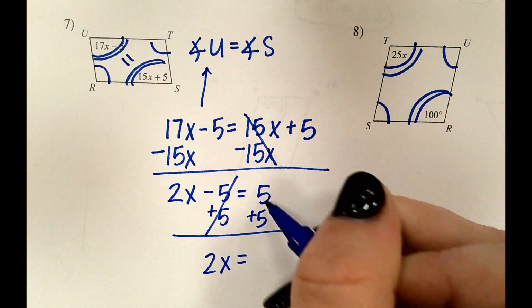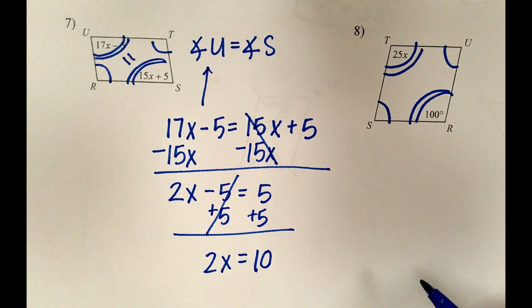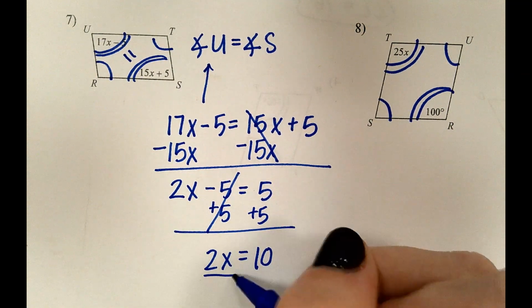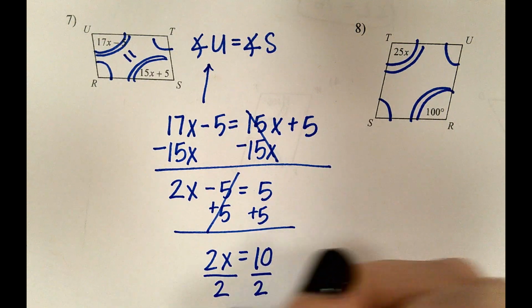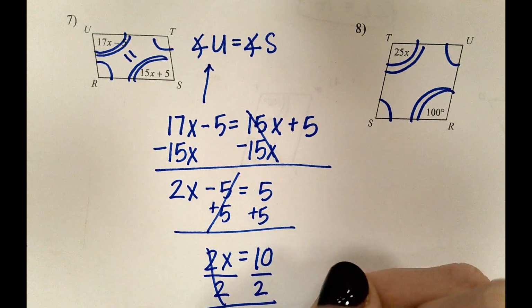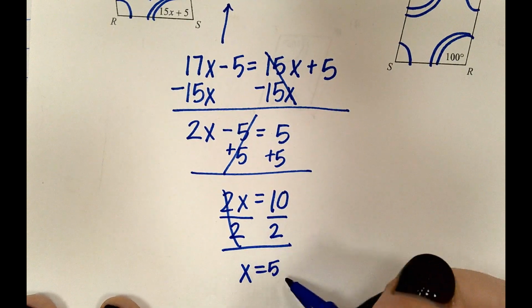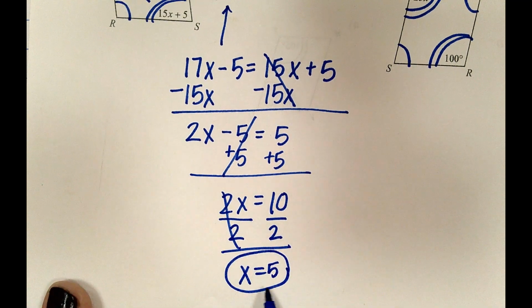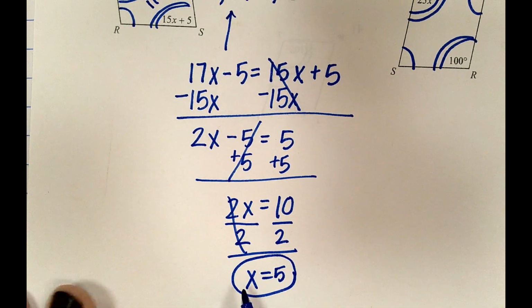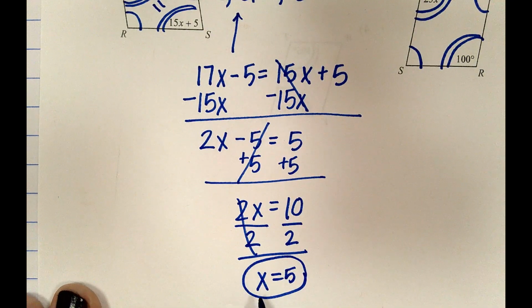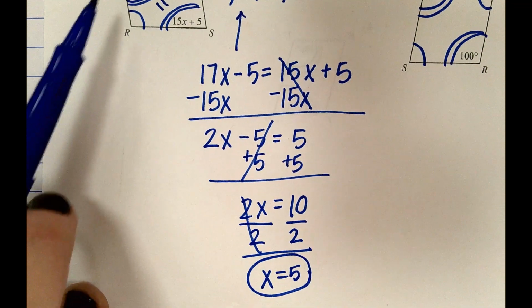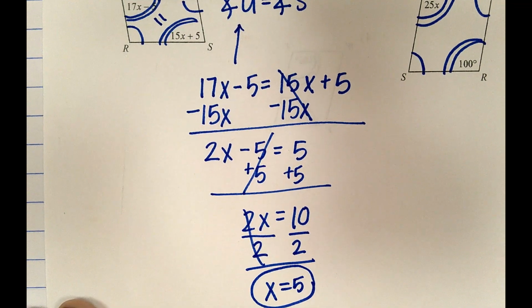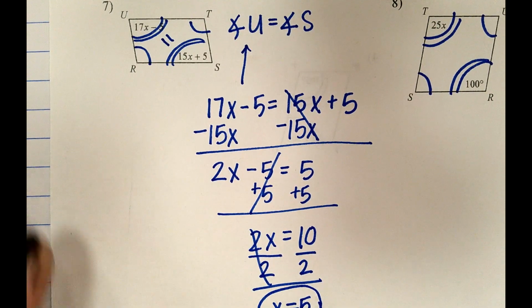2x equals 10. Divide by 2. X equals 5. Good. Okay, so my x is equal to 5. Can I solve for angle U or angle S? Yeah, you just plug it in where the x is.